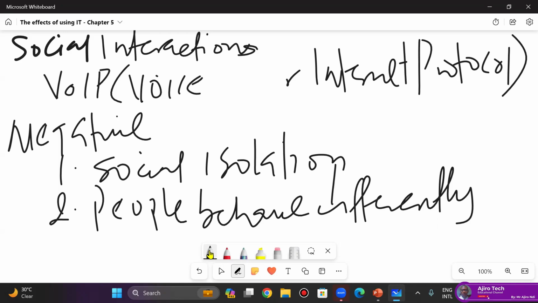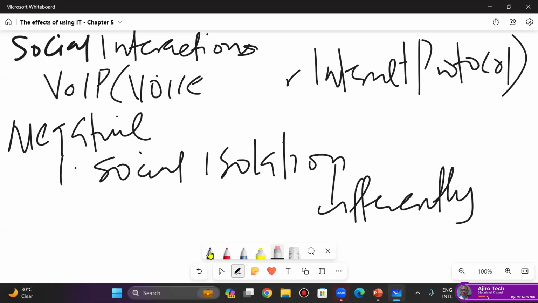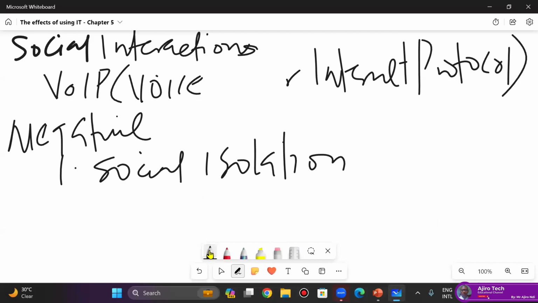And of course, the third one is a lack of social interaction. It can make people anxious when meeting people in real life, because all your time you're used to chatting with people. So it can make people more anxious in meeting people in real life.